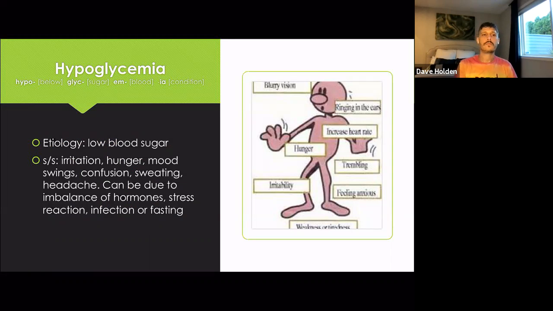Hypoglycemia. I love medical terminology. The name is telling you what's going on. Hypoglycemia is a below sugar blood condition. You have low blood sugar. What happens when you have low blood sugar? Well, you ever get hangry? It's that feeling when you get hangry, like you're irritable, you're hungry, you get these mood swings. But it starts to get worse as the blood sugar continues to drop. So then brain function starts to decline. You start to get confused, you start to sweat, you get a headache.